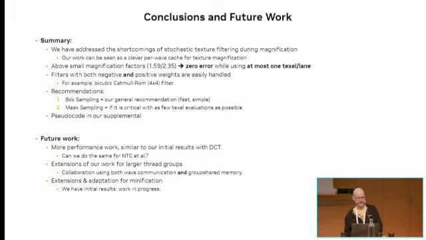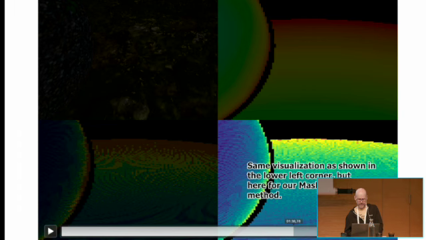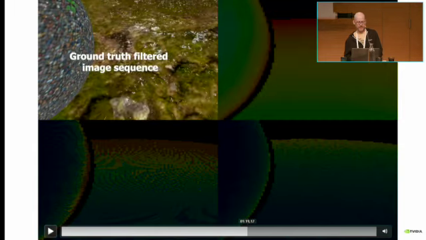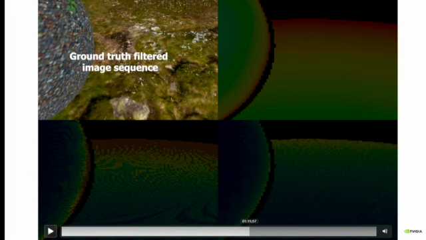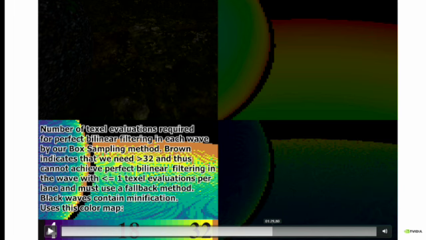There's pseudocode in the supplemental. For future work, we have some ideas, but we are already working on minification, and we have some initial results there. I'll show you a video, and I'm thinking I'm out of time, but I can start taking questions maybe. In this video, we have a ground truth filtered image in the upper left, we have the magnification factor, and then we have the box sampling in the lower left and mask sampling in the lower right.